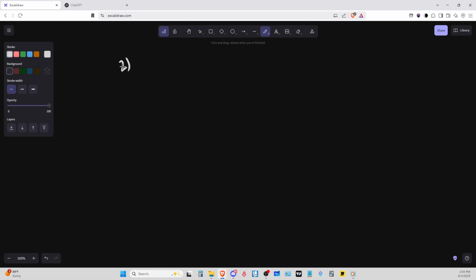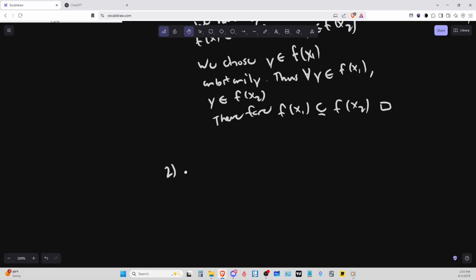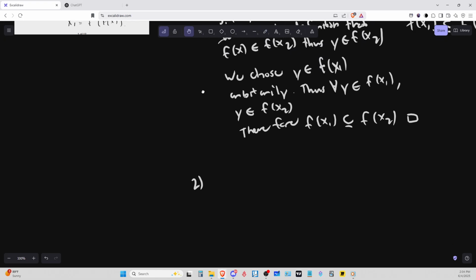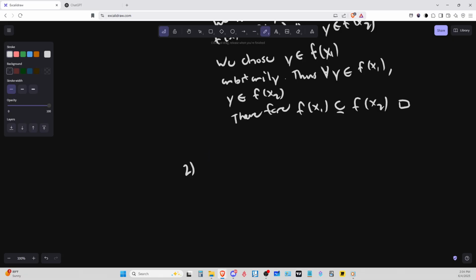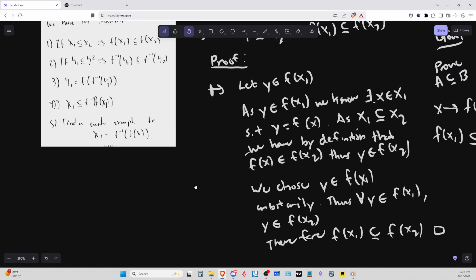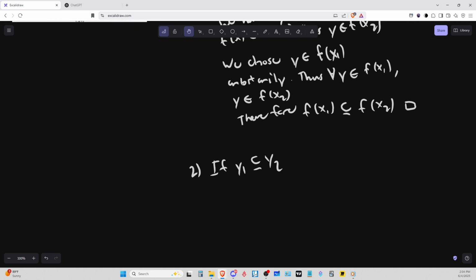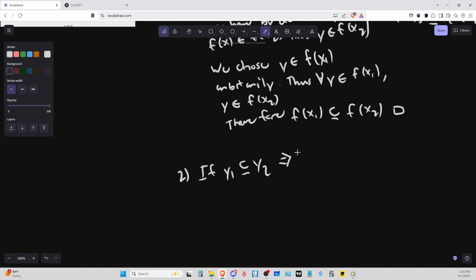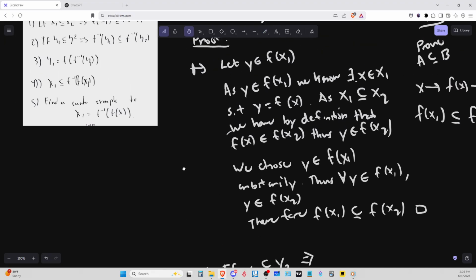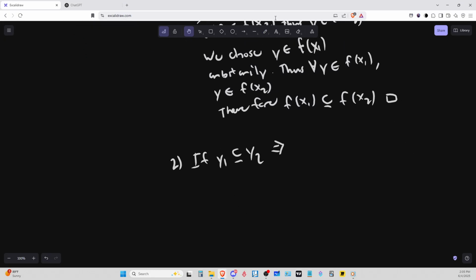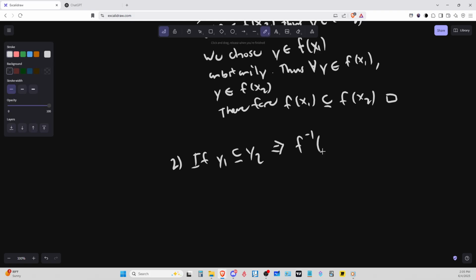So I think we got number 2 here, and number 2 says: if y1 is a subset of y2, then the pre-image of y1 is a subset of the pre-image of y2. Yeah, it really doesn't matter. Okay.